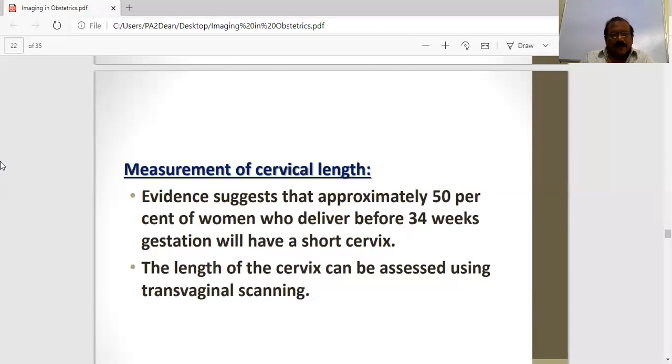Measurement of cervical length is also important in pregnancy. Evidence suggests that approximately 50% of women who deliver before 34 weeks gestation will have a short cervix. The length of the cervix can be assessed using transvaginal scan. We can have a better cervical assessment with transvaginal scan.